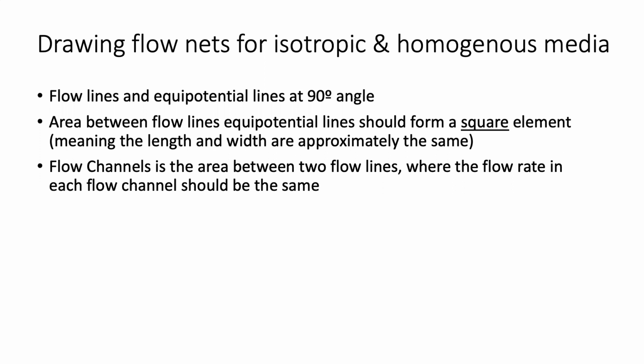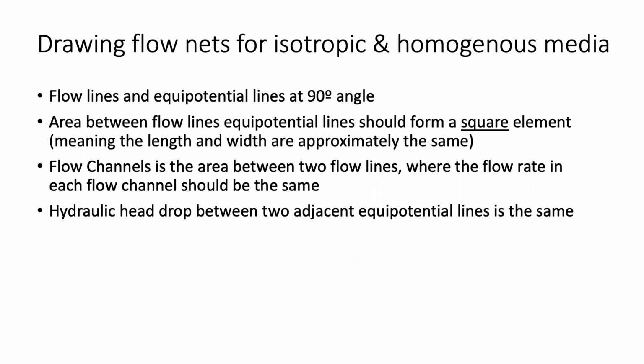The flow channels are the area between two flow lines, right? So if you draw two flow lines on a system, and we'll give you a depiction of this soon, the area between two flow lines is called a flow channel. And this is where the flow rate in the channel should be the same. So if you are in a flow channel, and we'll look at an image of it, you should have the same flow rate.